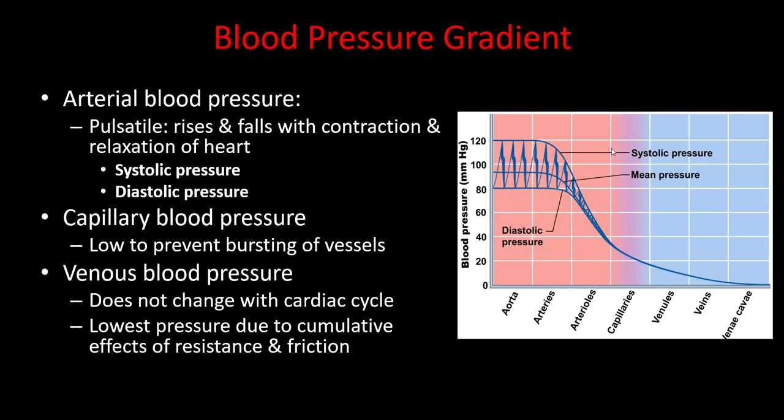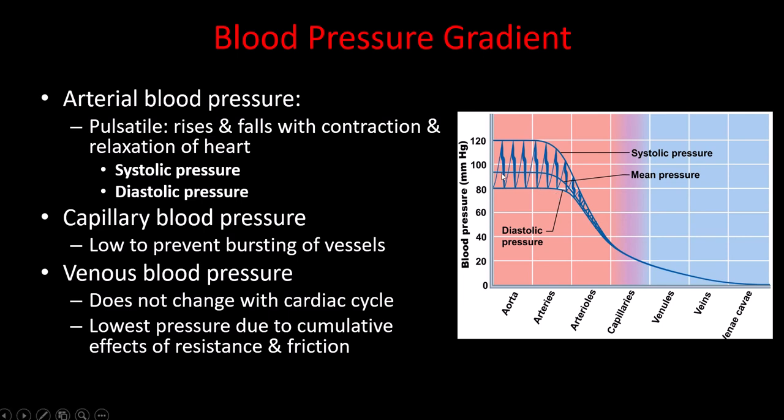Now, if we were to look at the gradient in terms of our blood pressures in the arteries and veins and capillaries in our circulatory system, you'll see that pressure in the arteries is the highest, particularly in the aorta, and then lowest in the veins, particularly in the vena cava. The arterial pressure is pulsatile. That's why we can palpate superficial pulse points, because the arterial blood pressure rises and falls as the heart contracts and relaxes. So the systolic pressure is the pressure when the heart contracts. The diastolic pressure is then the pressure when the heart relaxes.